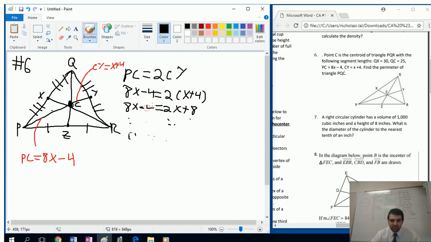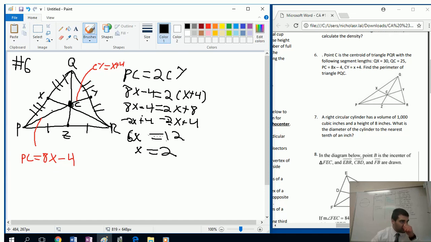So 8x minus 4 is equal to 2x plus 8. And now you subtract 2x from each side, and also, in addition to subtracting 2x, you're going to add 4 to each side. So 2x minus 2x is 0, 8x minus 2x is 6x, negative 4 plus 4 is 0, but then 8 plus 4 is equal to 12, so 6x is equal to 12, and x is equal to 2.